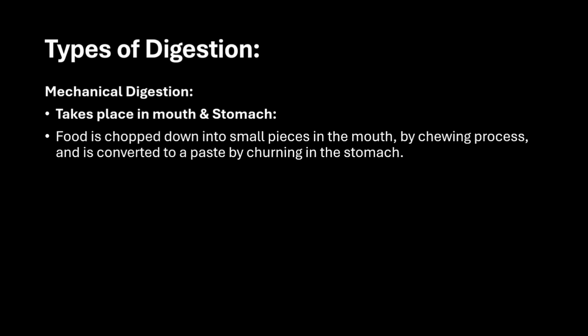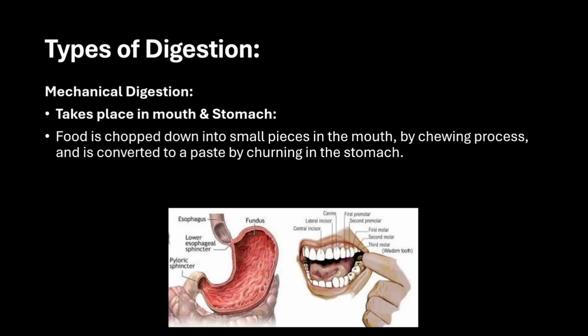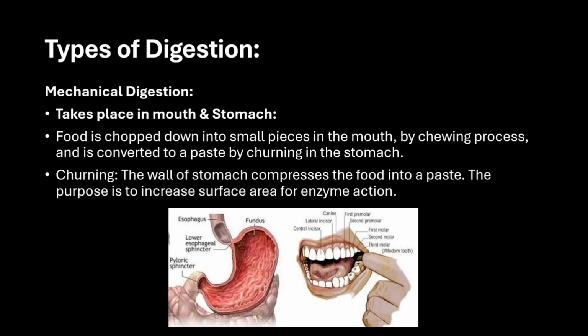First, it takes place in the mouth, where the food is chopped down into small pieces when we chew. Secondly, it takes place in the stomach. The stomach compresses the food and converts it into a paste by churning. So what is churning? Churning is when the wall of the stomach compresses the food into paste. The purpose of this is to increase surface area for enzyme action. So this is mechanical digestion.